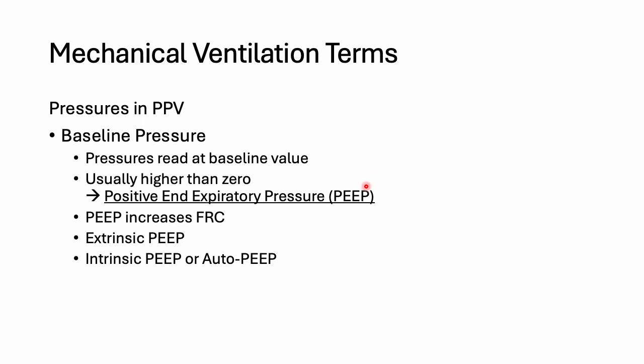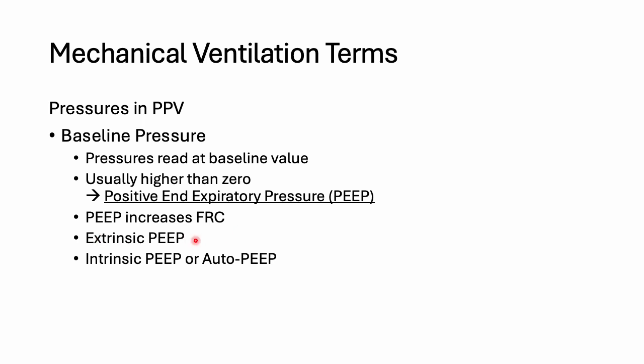Now PEEP is important because it keeps your lungs in a relatively inflated state at the end of exhalation, and therefore helps to prevent alveoli from collapsing. And therefore, PEEP increases your functional residual capacity. So when PEEP is applied through mechanical ventilation, it keeps your alveoli open at the end of exhalation, preventing alveoli from collapsing. So that's one function of applying positive end expiratory pressure.